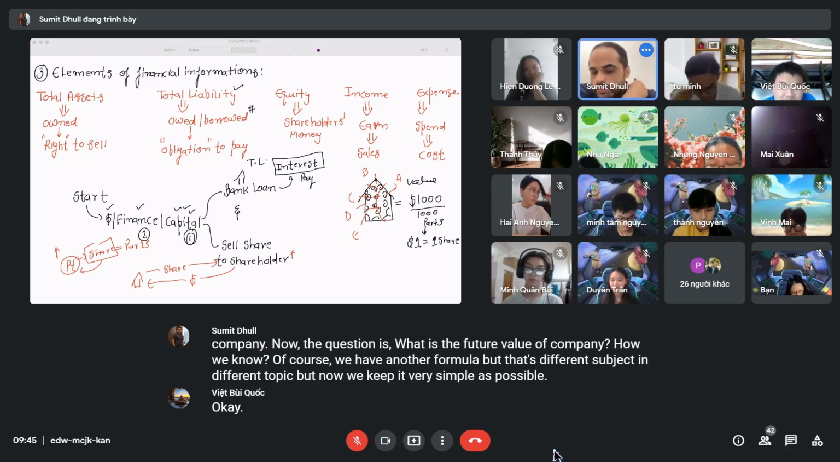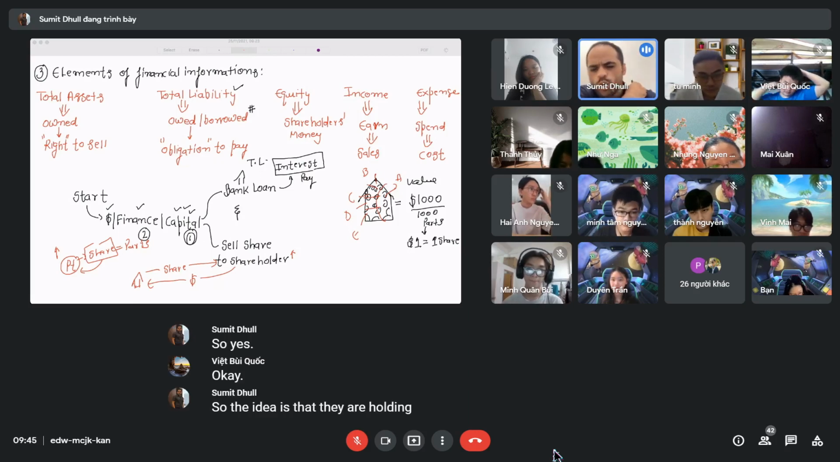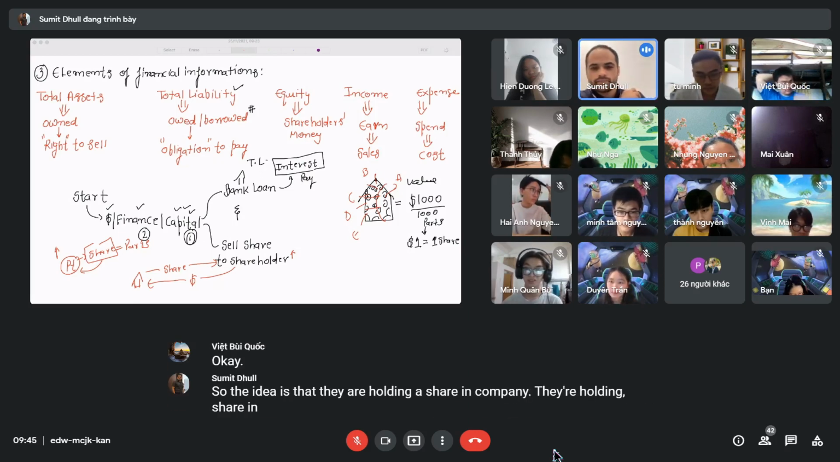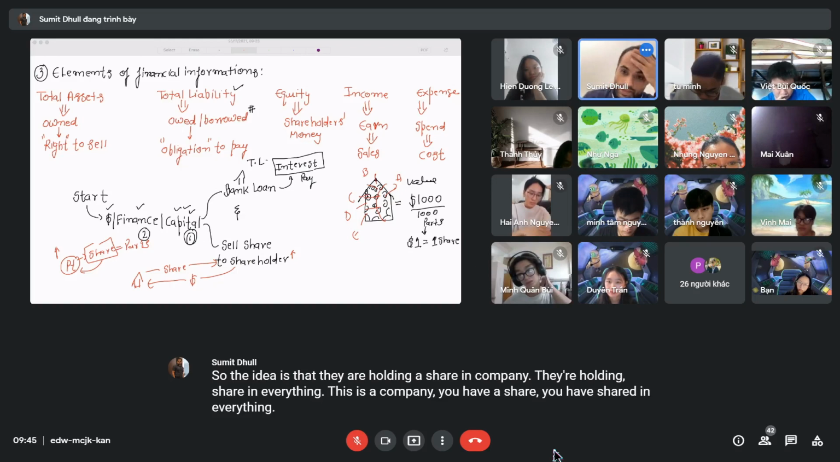Okay. So yes, the idea is that they are holding a share in company. They are holding share in everything. This is a company, you have a share, you have share in everything. All right, that's the meaning of share.